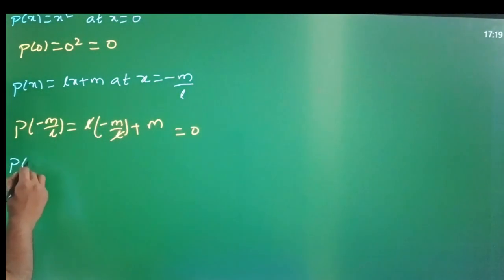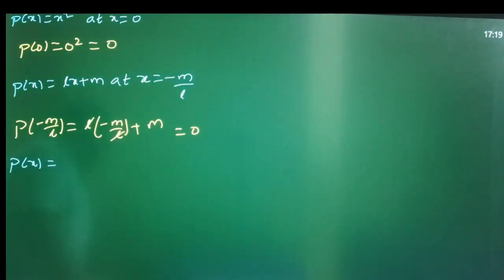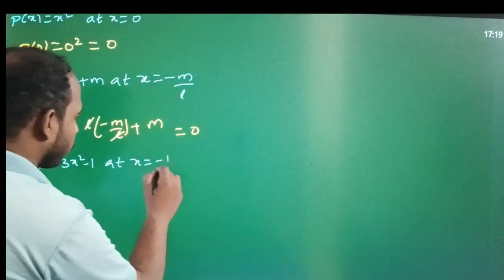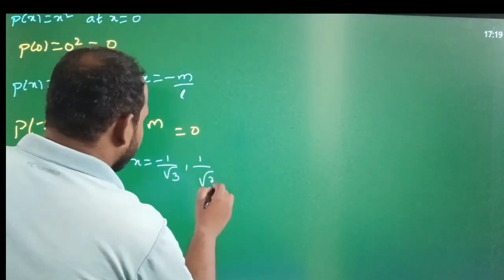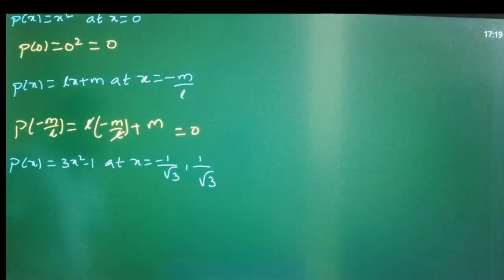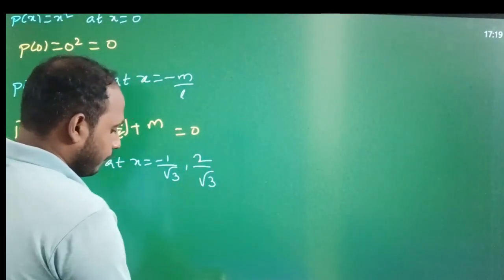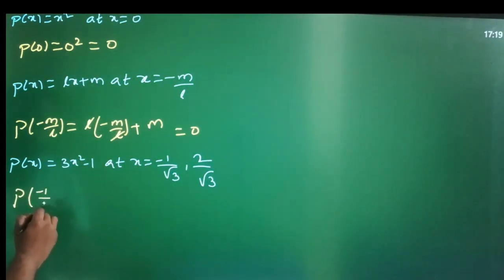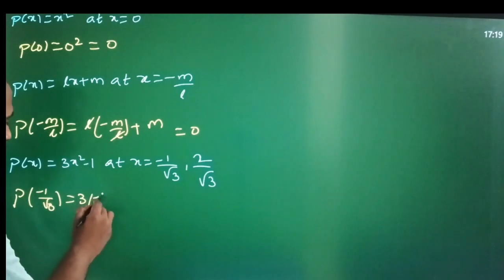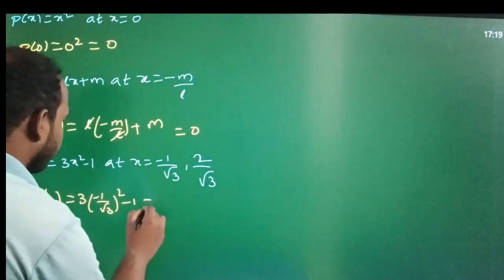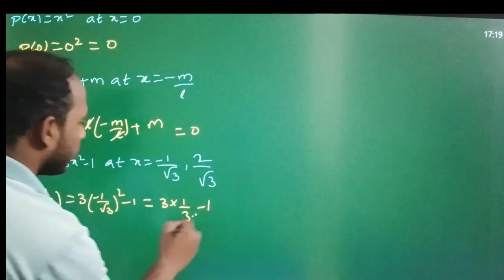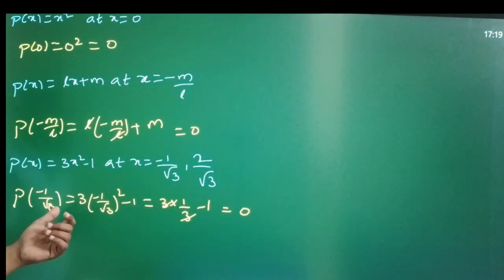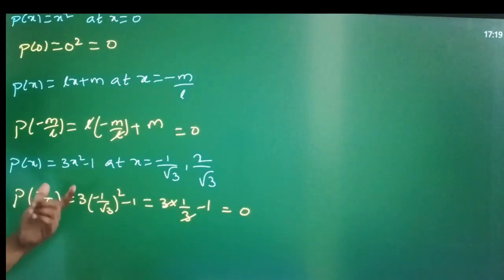Next one, p of x equals 3x squared minus 1 at x equals minus 1 by root 3, comma, plus 1 by root 3. Now we substitute minus 1 by root 3 in the place of x. We will get 3 into minus 1 by root 3 whole squared minus 1, that is 3 into 1 by 3 minus 1. 3 gets cancelled. 1 minus 1 is 0. Therefore, minus 1 by root 3 is the zero of the polynomial p of x equals 3x squared minus 1.